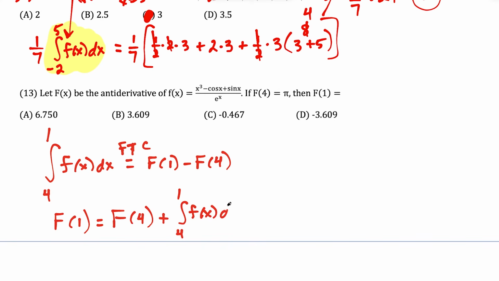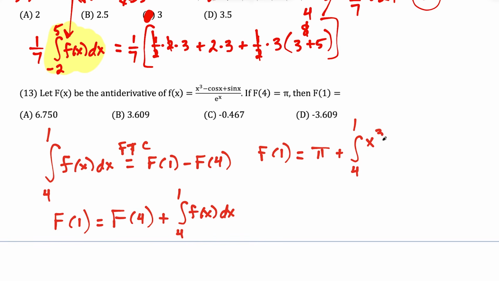Now, for some students, this may bother you that this integral, the lower limit, is greater than the upper limit. And you can flip this and say capital F of 4 minus the integral from 1 to 4. But since we're going to be using the calculator for this question, it doesn't matter. We could just type this in as is. So now we're just going to work this out. We're going to say capital F of 1 is equal to pi plus the integral from 4 to 1 of lowercase f of x, which is this entire function here.